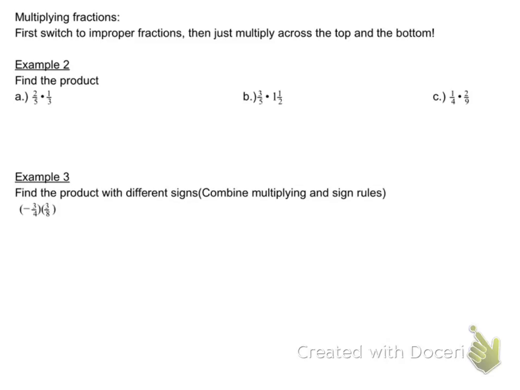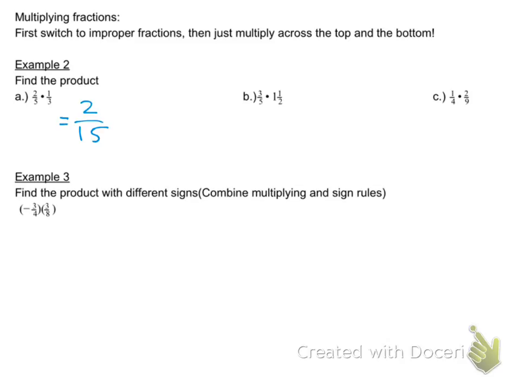1/3. So all we have to do then is say, hey, they're both positive, so the answer will be positive. And so then I just have to worry about what's 2 times 1, 2, and what's 3 times 5, 15. And then, of course, you always got to make sure that it's completely simplified. Are we completely simplified with 2/15? Yes. 2 and 15 can't be simplified.